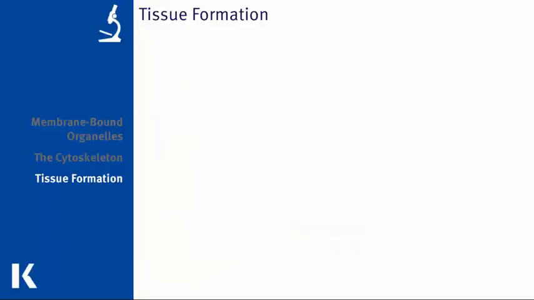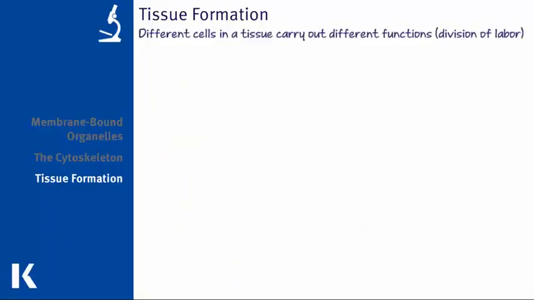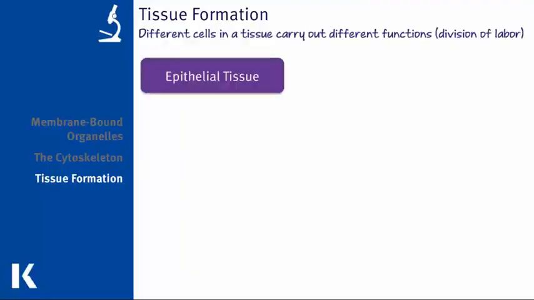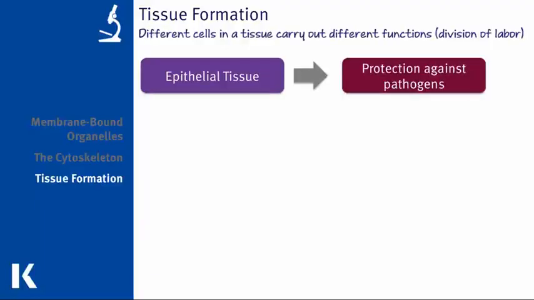We need all these different materials in our cytoskeletons because cells have different jobs. Cells who have the same job tend to band together to form different types of tissues. Epithelial tissue, usually found in places that are exposed to the outside environment, like your skin or lungs, keeps pathogens out, among other important things.